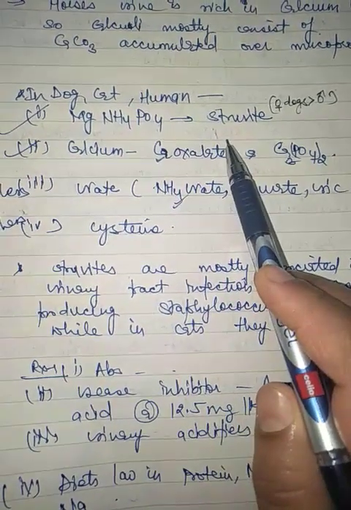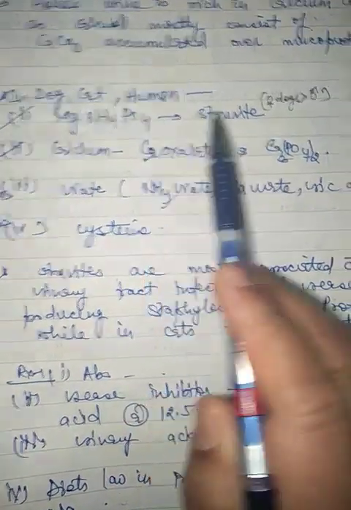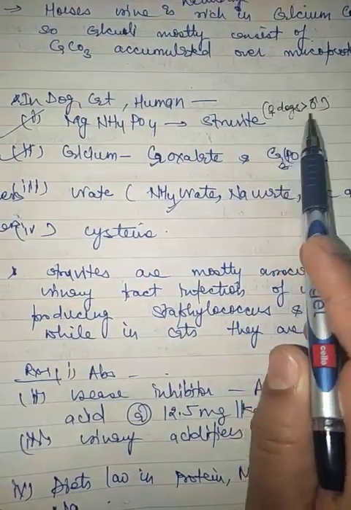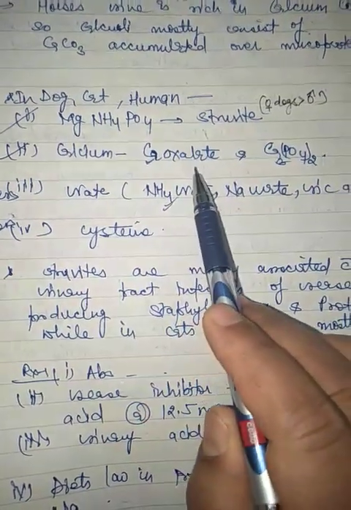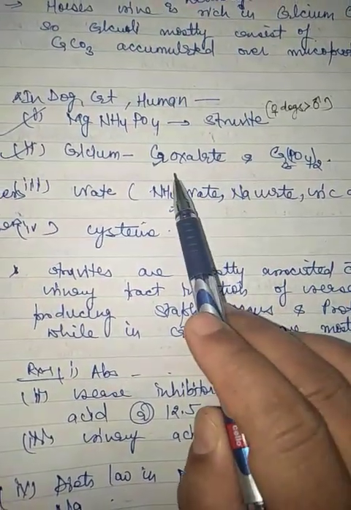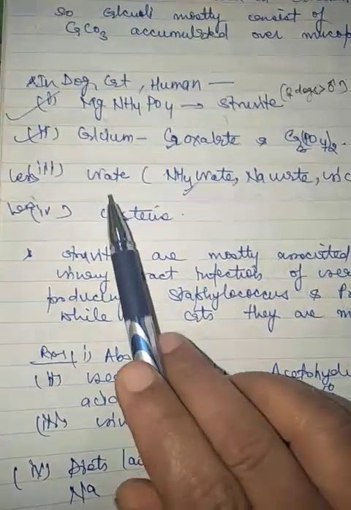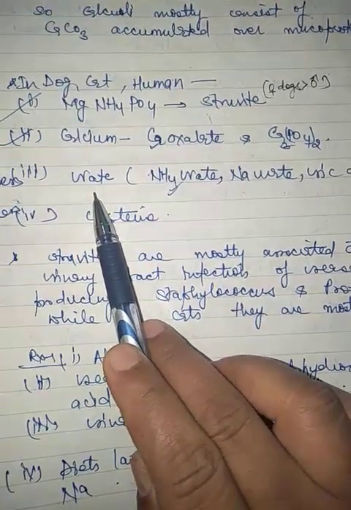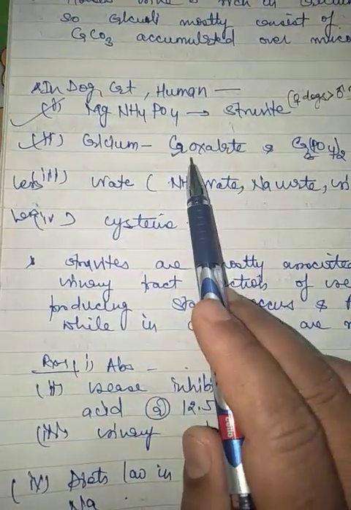The composition of struvite we can see here is magnesium ammonium phosphate, and it is more common in female dogs as compared to male dogs. Here we can see that calcium is present in calcium oxalate and calcium phosphate, and of these the calcium oxalate stones are very abundant. Then, less commonly present are the urates, the third after struvite and calcium oxalate.